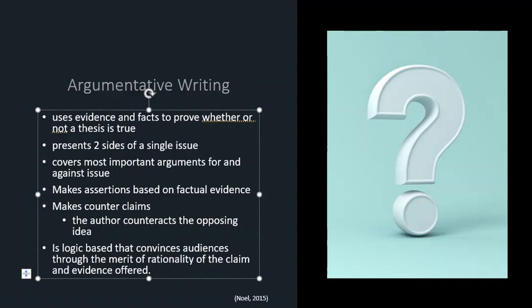Argumentative writing uses evidence and facts to prove whether or not a thesis is true. It also presents two sides of a single issue. It covers the most important arguments for or against an issue. It makes assertions based on actual evidence. It makes counterclaims that the author counteracts against the opposing idea. And it is logic-based, convincing the audience through the merit and rationality of the claim and the evidence offered.